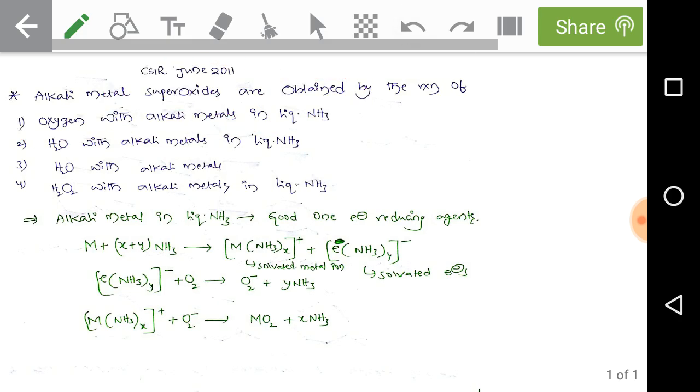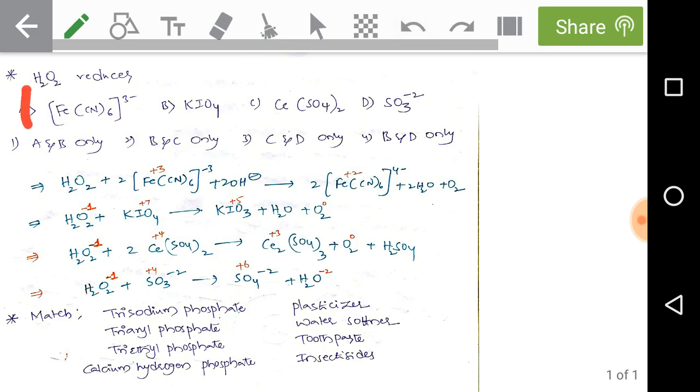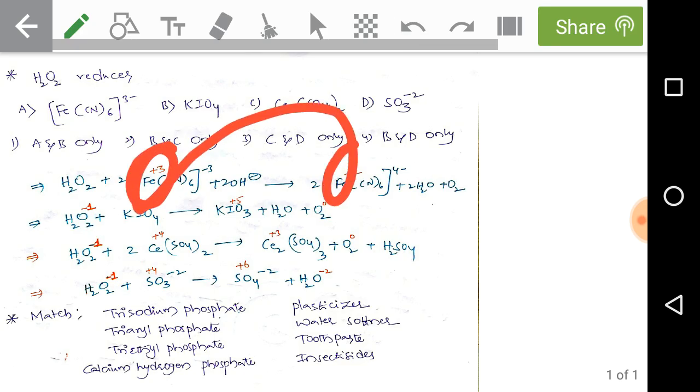Next question: hydrogen peroxide reduces. So just check the given species. In the first one, whenever hydrogen peroxide reacts with an iron complex in the presence of hydroxide, it simply reduces iron plus 3 to iron plus 2.